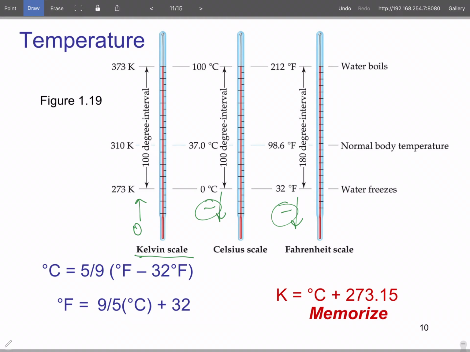Now, you will be asked once to convert between Kelvin and degrees Fahrenheit. Okay? I will give you formulas for that. There are a variety of ones. I'm not sure which one is on the equation sheet, which I will post, which you'll download for the exam.